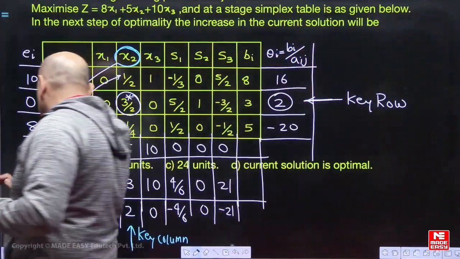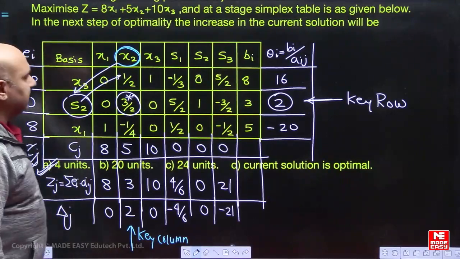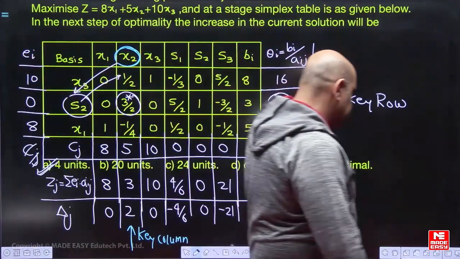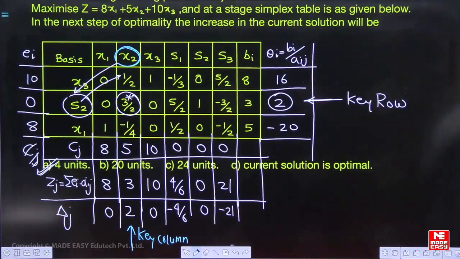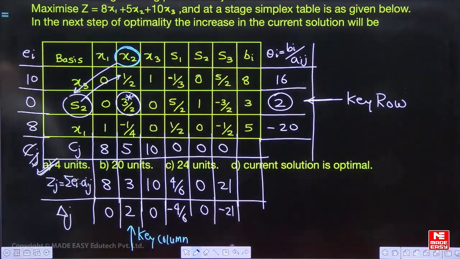So directly, no need to proceed any further, we can go with option A. 4 units increase will be there in the next step. So in the next step our objective function will increase by 4 units. So that will be our answer for this question. Understand? So do remember this simplex table. This is very important. A lot of times students find it difficult to solve questions related to simplex. But if you understand the table, very simple, easy questions you can get right from here.